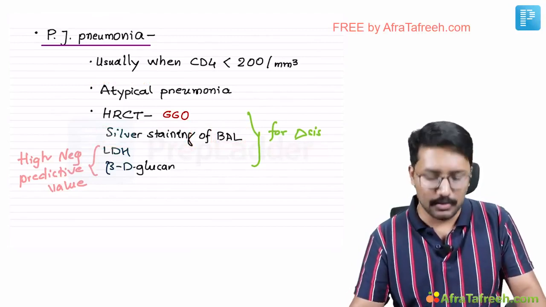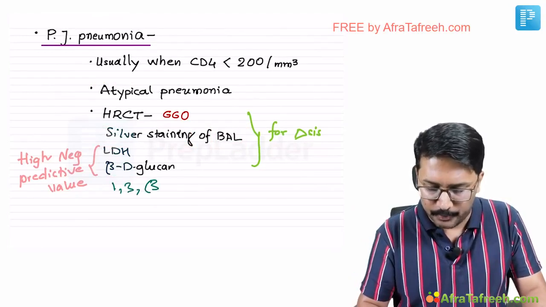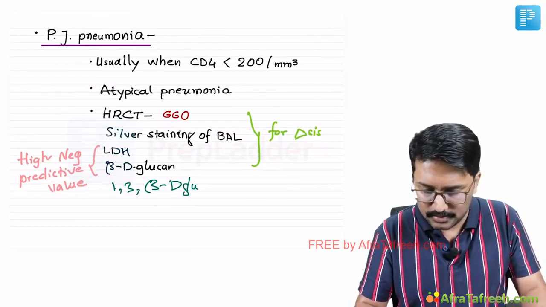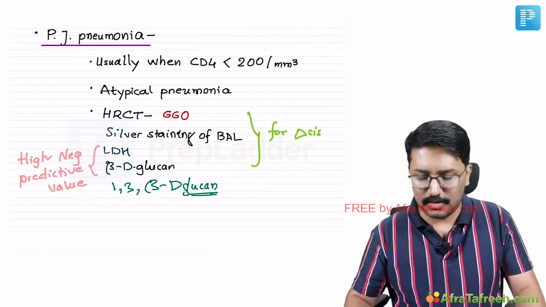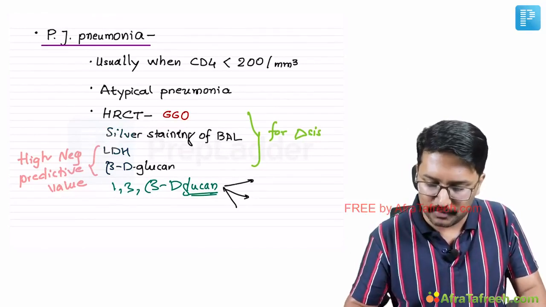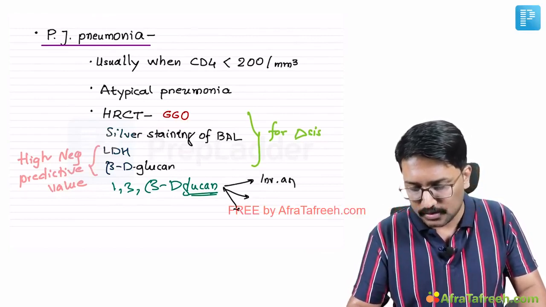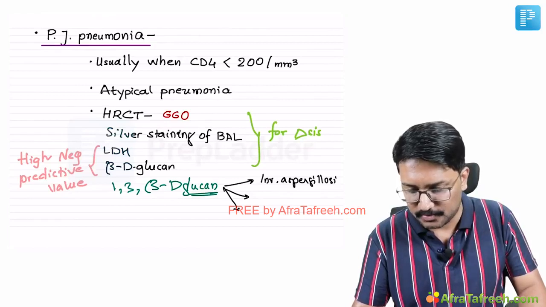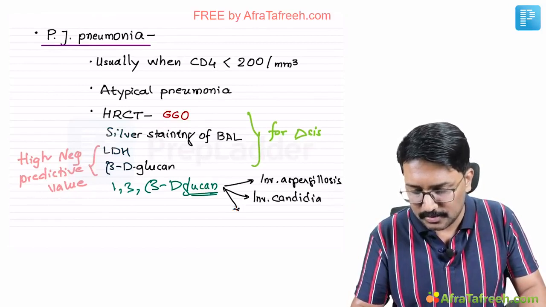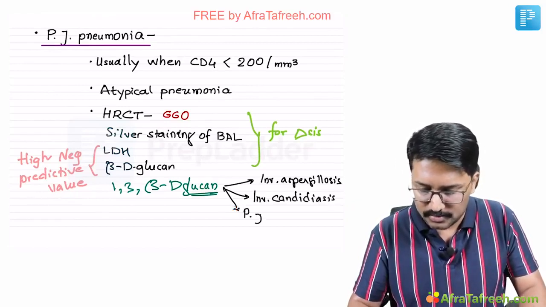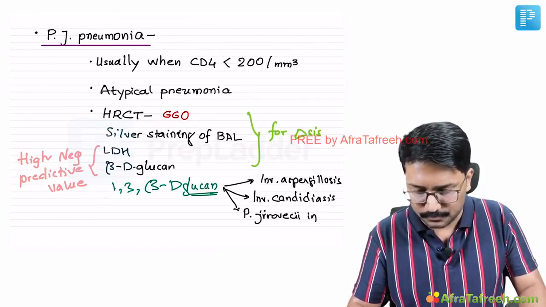And as a quick screening tool, you can bank on what is called 1,3-beta-D glucan, right? So what is this? This is a marker of invasive fungal infections of 3 species. What are the 3 species? We have already addressed this point in our fungal infections video. It is elevated in patients with invasive aspergillosis, it is elevated in patients with invasive candidiasis, regardless of the species, and it is elevated in patients with Pneumocystis jirovecii infection, right?